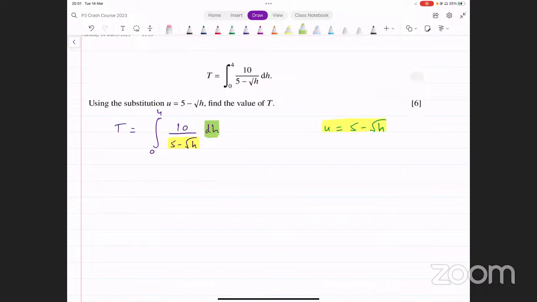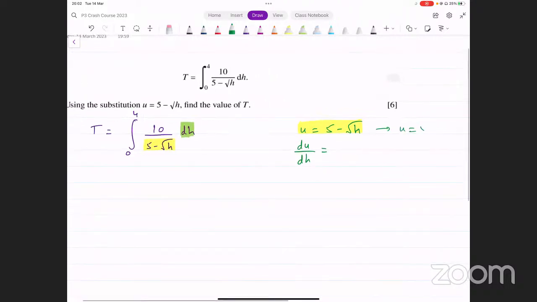For that, we have to differentiate that thing. u equals 5 minus square root of h. That needs to be differentiated. Let's do that differentiation. du over dh, what does that turn out to be? What's the derivative of 5? It's just 0. The derivative of minus square root of h. Remember, this means u equals 5 minus h raised to power 1 over 2. Let's differentiate that. The derivative of this is going to be minus half into h raised to power minus 1 over 2.